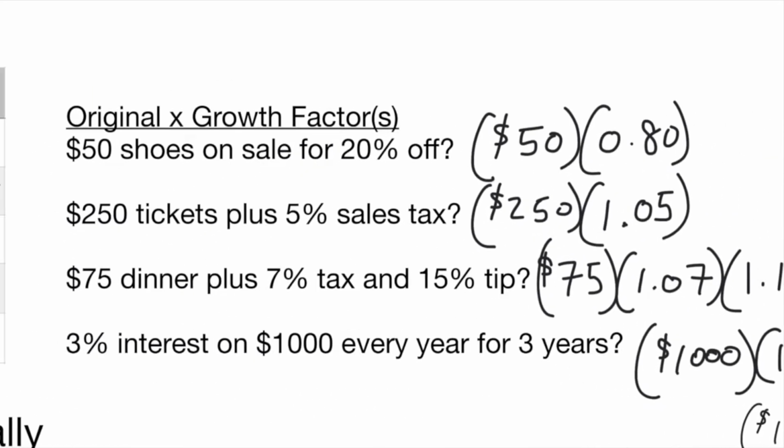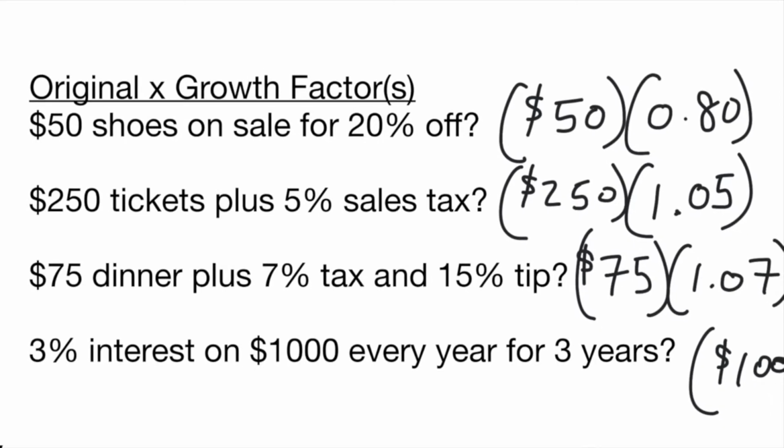Check out how this works in a word problem. Let's say you start with $50 shoes on sale for 20% off. That means you want a 20% decrease. You could multiply 50 times 0.80. That's 100% minus the 20%, which gives you 80%. You're really only paying for the remaining 80%, so you multiply by 0.80. This is the growth factor right here, and coming up with this is the tricky part, but once you do, then just multiply and you get your answer.